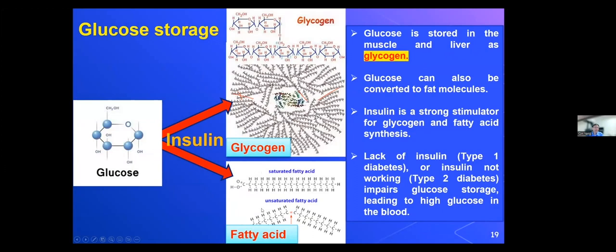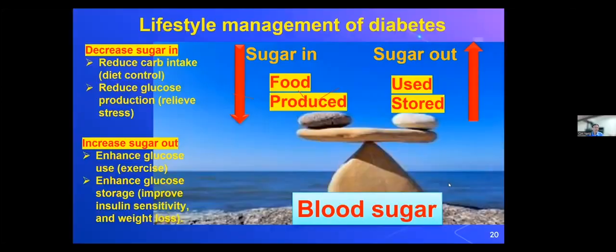And the glucose can also be used to form fat. And insulin is a major hormone to promote the glucose storage to become glycogen or become fat. So you can imagine if you don't have insulin, or insulin is not working, then you will not be able to store your sugars into these large molecules. Then you would have high sugars because of lack of insulin in type 1 diabetes, or insulin doesn't work in type 2 diabetes. So again, that's important in terms of lifestyle management of diabetes.